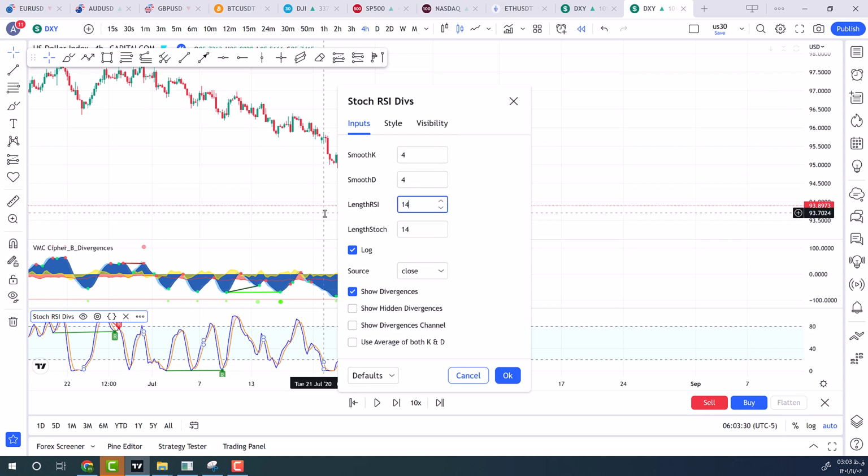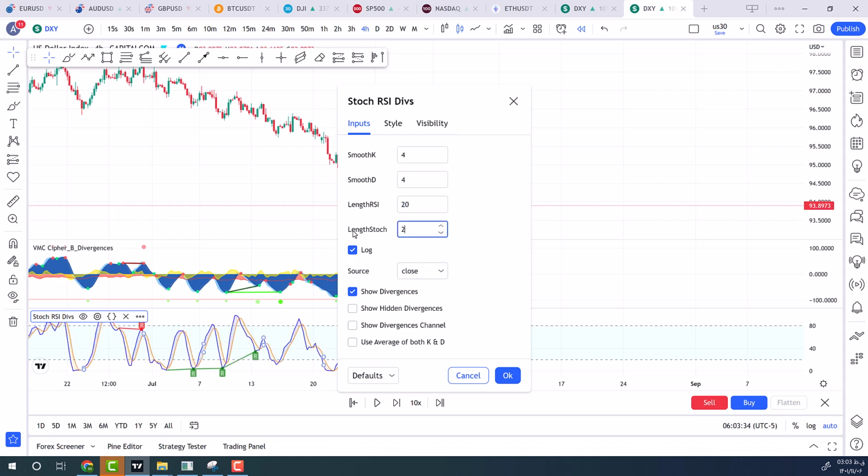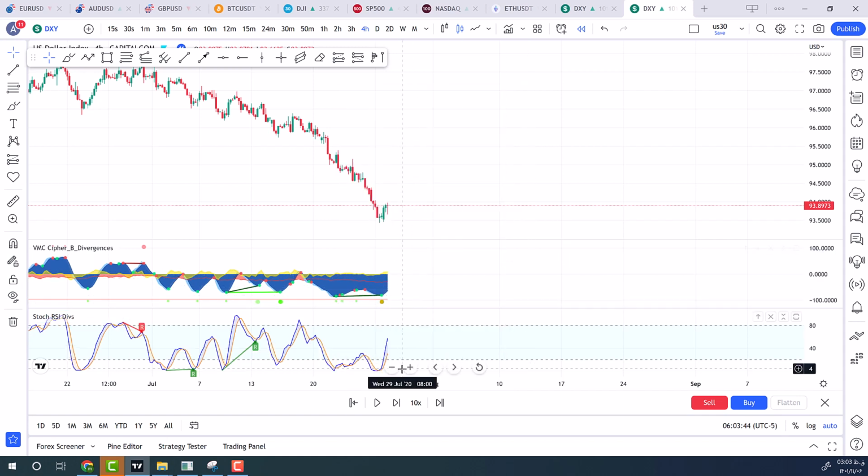I change this a little bit. You can change them or you can keep them. I found that these settings work better. I think 21 is going to be better. So we use these two tools, VMC Cipher B plus divergences and Stoch RSI plus divergences. We use these two tools for finding divergences.